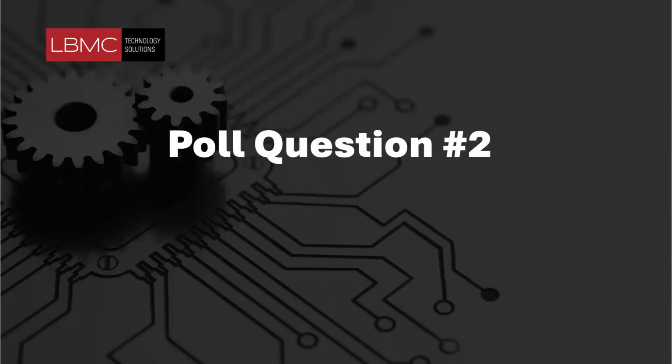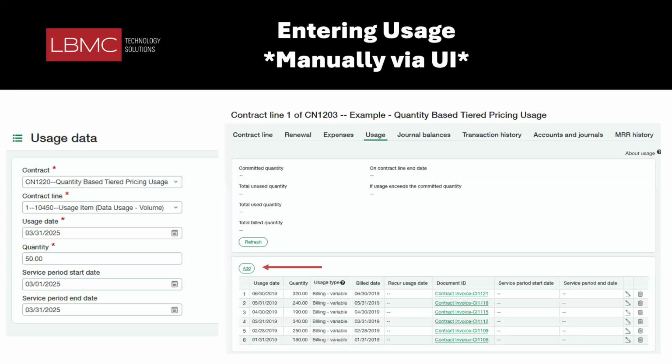So without further ado, let's talk about how we get usage actually into the system. We've set up our contract lines. We've told the system how we want to bill it. Well, how do we get it into the system in the first place? So we really have three options when it comes to getting usage into Intact.